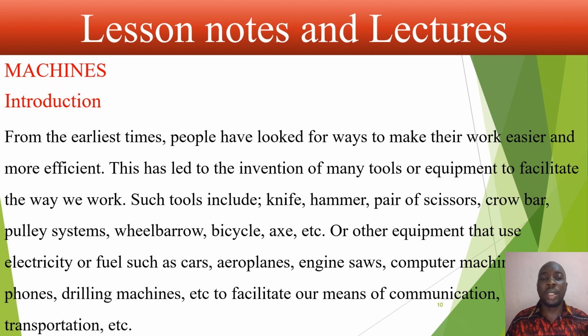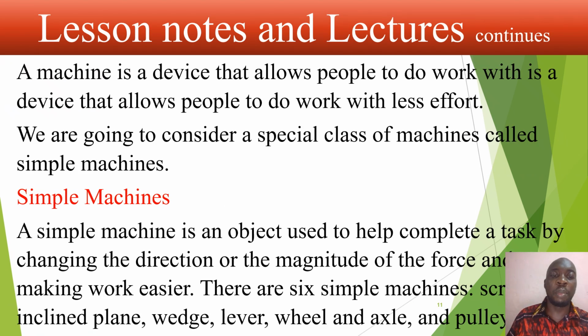And we saw that the collective name that we use to call all the tools or instruments that we listed in activity 1 and 2 was machines. And what are machines? We discussed and saw that machines are any tools or devices that help us to do work with less effort. And here we're interested in a special class of machines called simple machines. And we have 6 types. We have screw, inclined planes, wedges, levers, wheel and axle, and pulley systems.